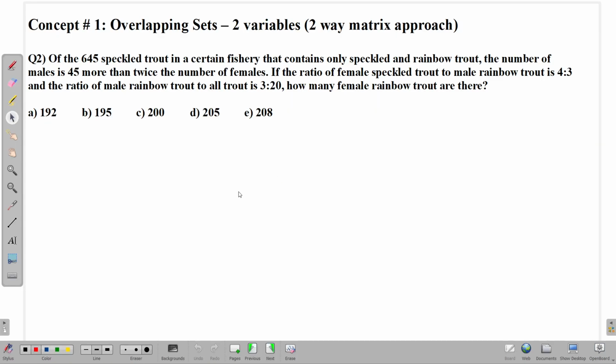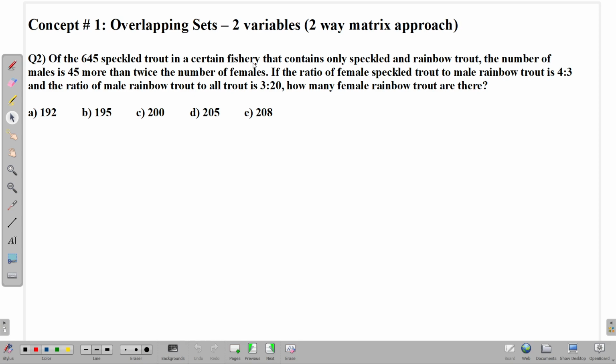Okay. So now this is a very simple question. Of the 645 speckled trout in a certain fishery that contains only speckled and rainbow trout, so there are only speckled and rainbow trout. The trouts are of two kinds. So I know the variables: speckled and not speckled, or rainbow, not rainbow. Speckled, speckled bar, rainbow, rainbow bar, however way you put it. Or you can say speckled and rainbow. Maybe the 2 columns are speckled and rainbow, or the 2 rows are speckled and rainbow, whatever.